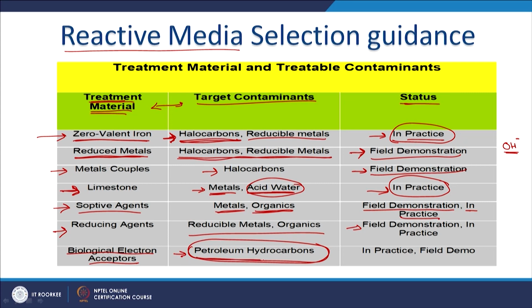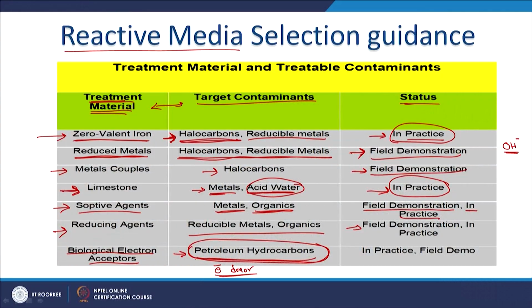So if you have the reduced form, what does that mean? You have an electron donor. So what do you obviously need? You need an electron acceptor. But typically for petroleum hydrocarbons and such, you can try to promote natural attenuation or degradation by microbes present in that particular soil or such.